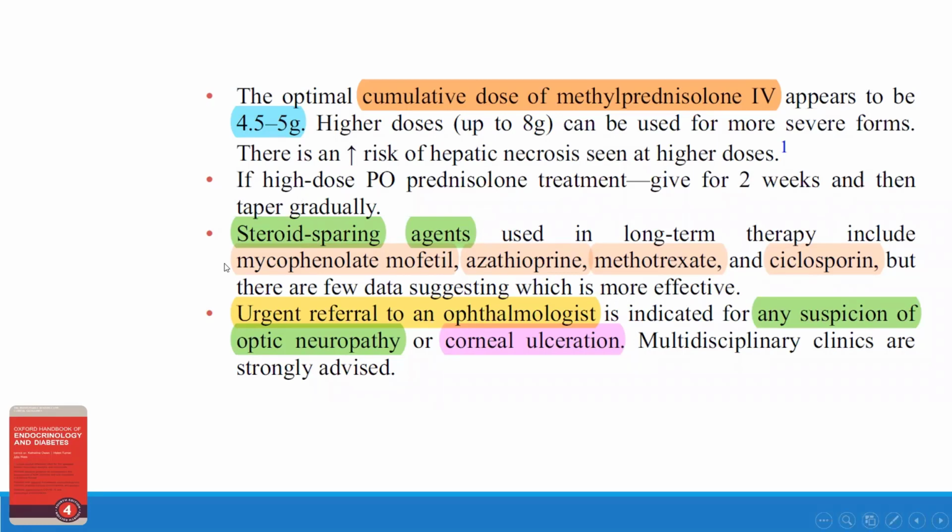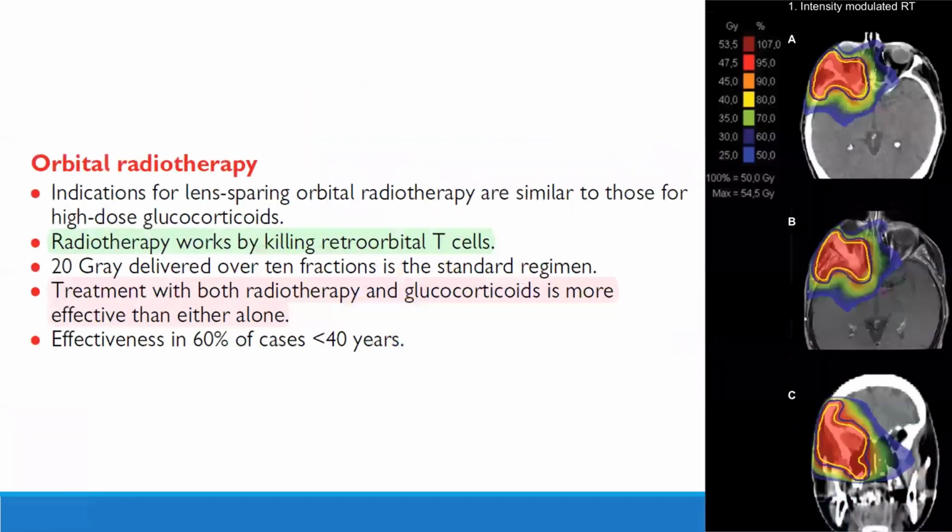Another option is steroid sparing agents like mycophenolate mofetil, azathioprine, methotrexate, and cyclosporine, but these drugs are a second choice and can be used in combination with intravenous glucocorticoid. Don't forget that urgent referral to an ophthalmologist is indicated for any suspicion of optic neuropathy or corneal ulceration. And actually, multidisciplinary clinics are strongly advised.